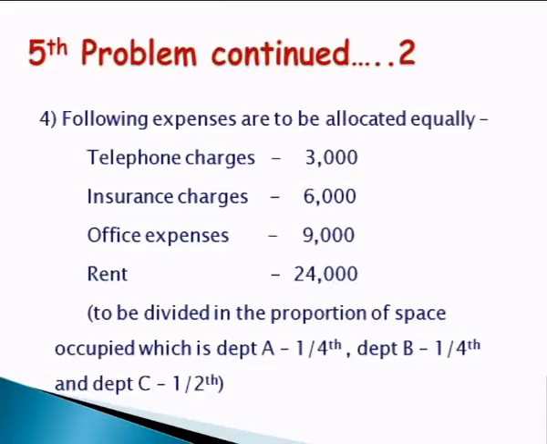For department B it is 1/4, again 25%, and for department C 1/2, so it is 50%. So we will allocate these expenses because the allocation is given in the problem.